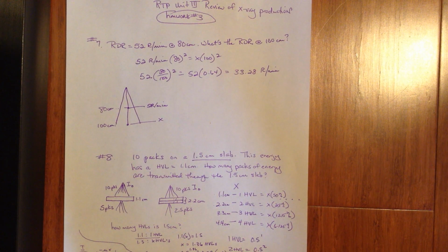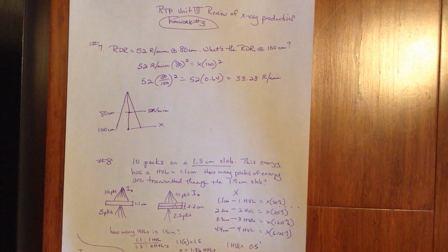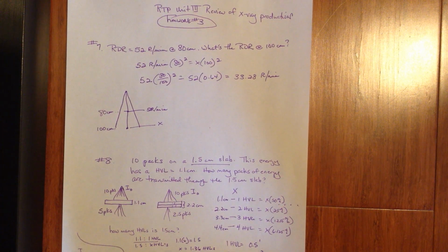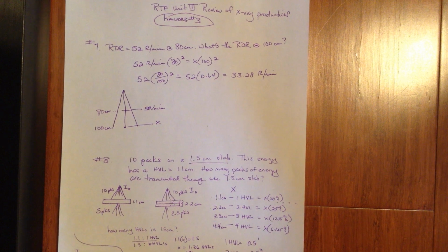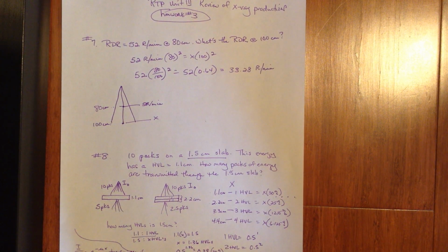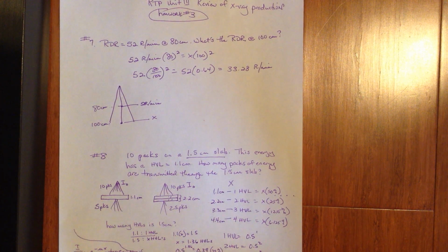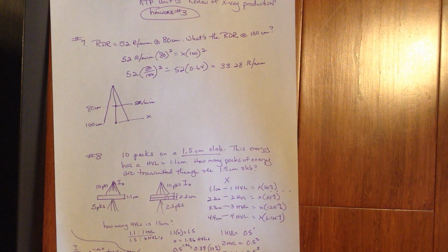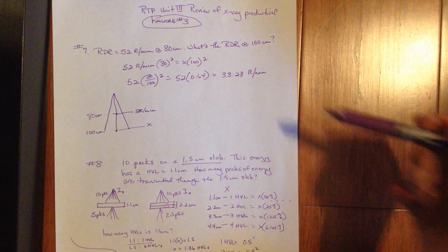So I wanted to go over some of the questions from the homework in physics. This is from Unit 3, where we were reviewing X-ray production and going over some things regarding half-value layers and those things related to blocking and radiation protection. You had more than 2 assignments, but I especially want to go over a couple of questions in homework number 3.